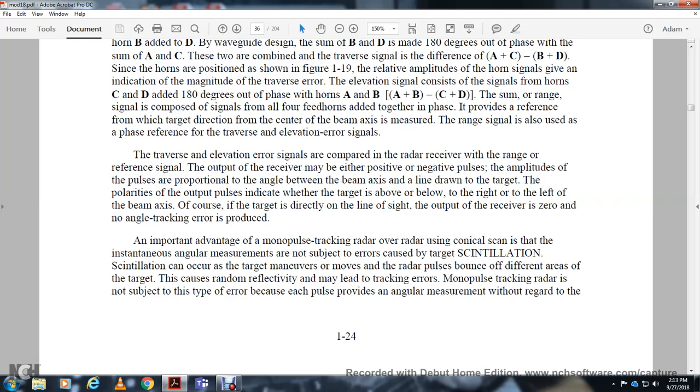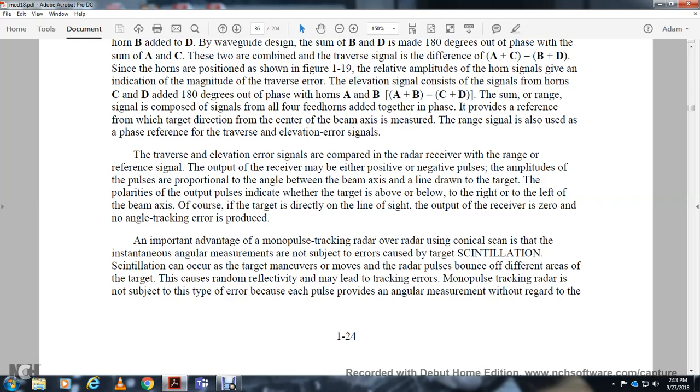An important advantage of the monopulse tracking radar over conical scan radar is that the instantaneous angular measurements are not subject to errors called scintillation. Scintillation can occur when the target maneuvers or moves. Radar pulses bounce off different areas of the target, called random reflectors, and may lead to tracking error.